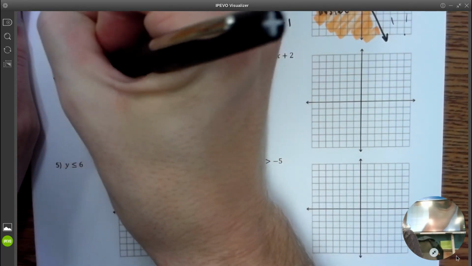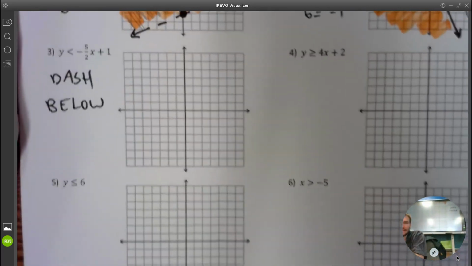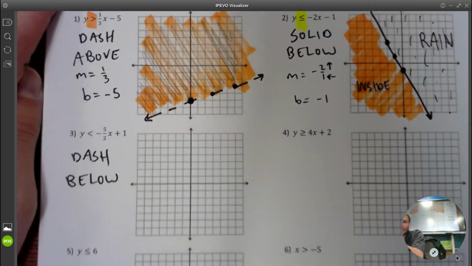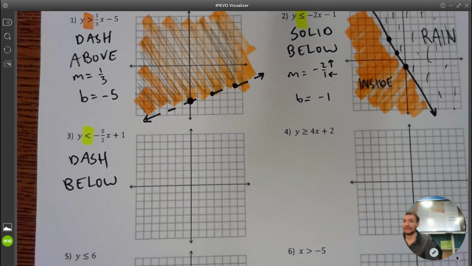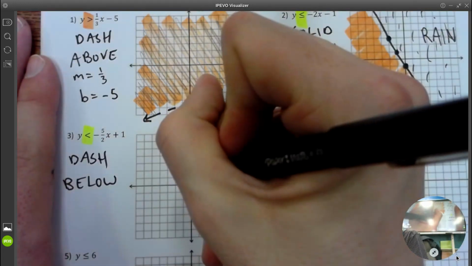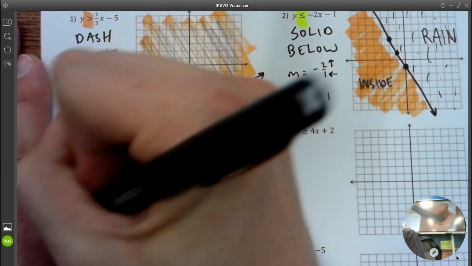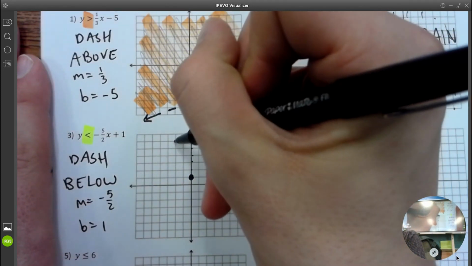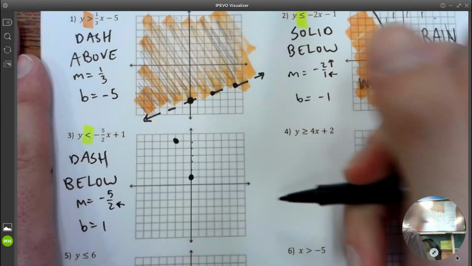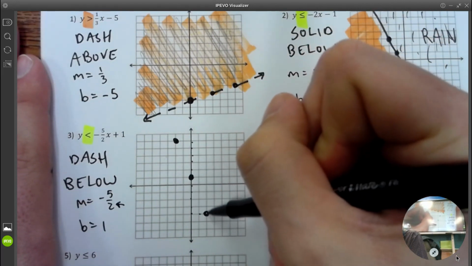This is going to be a dashed below line. I see that it's a less than. No equal sign means dash. Less than means below. And then I'm going to graph it really fast. I'm going m equals negative 5 over 2, b equals 1. Up 5: 1, 2, 3, 4, 5. Left 2. Make sure that I'm going left because it's negative. And then I need opposites. 1, 2, 3, 4, 5, 1, 2.